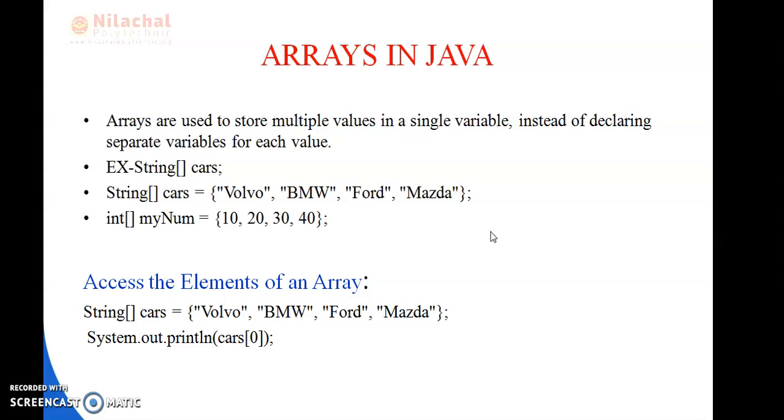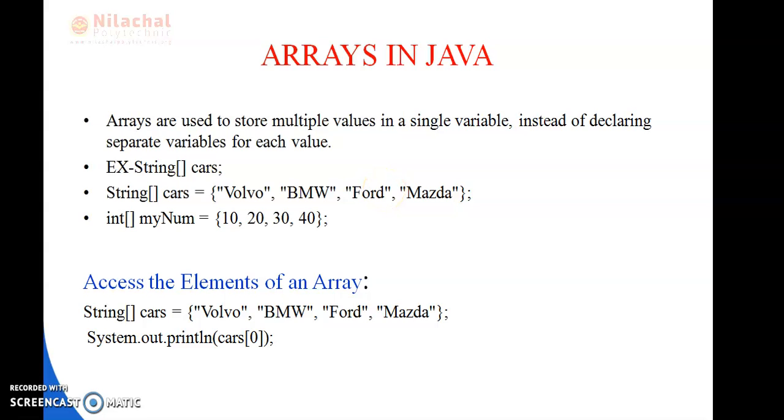An array is used to store multiple values in a single variable, instead of declaring separate variables for each value. As you can see, this is how an array is declared in Java. It is of type String, with braces, and cars. Here I have declared different strings where I have written different types of cars: Volvo, BMW, Ford, Mazda.